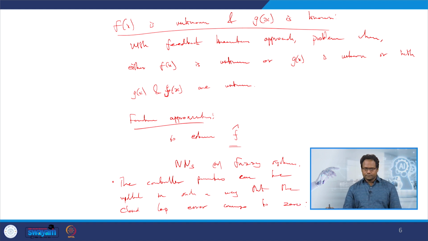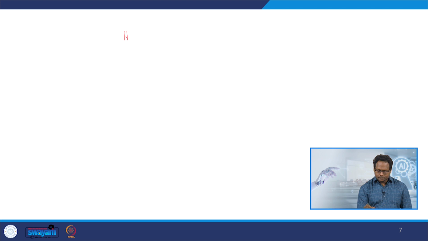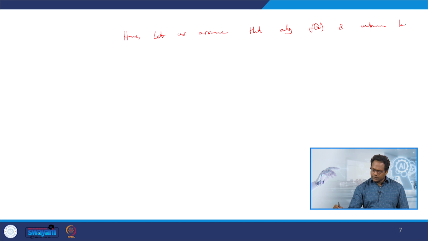That is what it is. Again I repeat, the controller parameters can be updated in such a way that the closed loop system error becomes 0 or converges to 0. So, in this concept, let us assume that only f of x is unknown, but g of x is known.